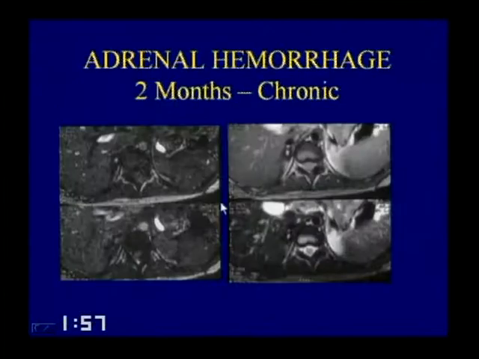This is an example of a chronic hematoma already out at 2 months. It was in the right adrenal gland. This is smaller than on the original scan, and all we have now at this point is a dark hemosiderin rim on all sequences with a bright little focus in the middle that's bright on T1, bright on T2, and this was a small adrenal hemorrhage of the right gland.